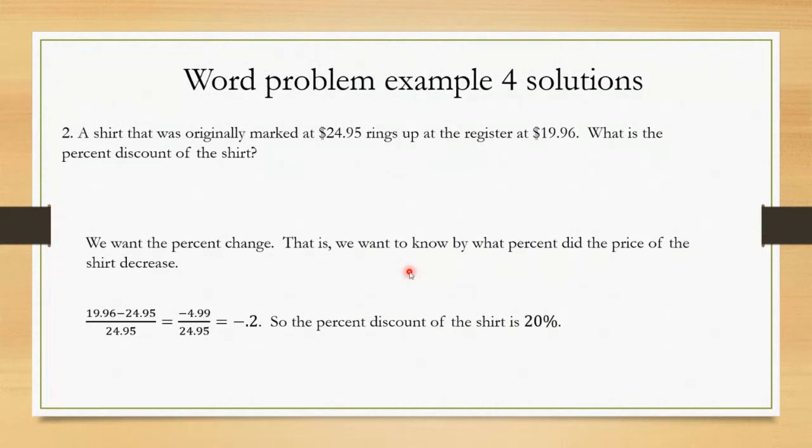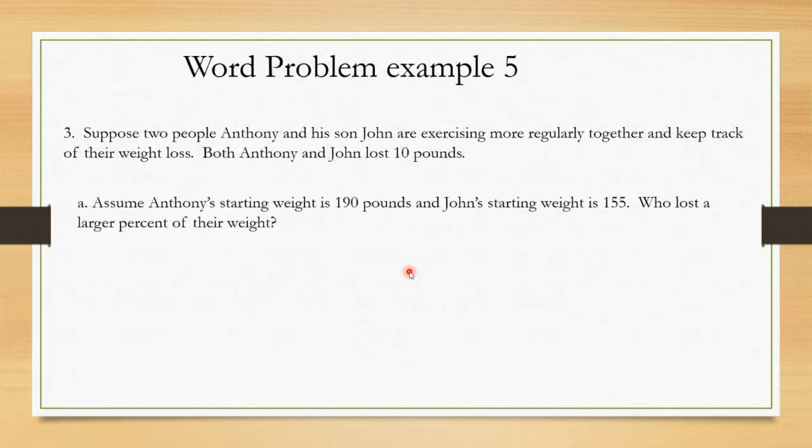All right, that's one example. Let's do another one. Let's suppose two people here, Anthony and his son, John. These names I came up with randomly, although I think it's from the book actually. But they're exercising more regularly together. They're keeping track. I guess they want to lose weight together. It turns out they both lost 10 pounds.